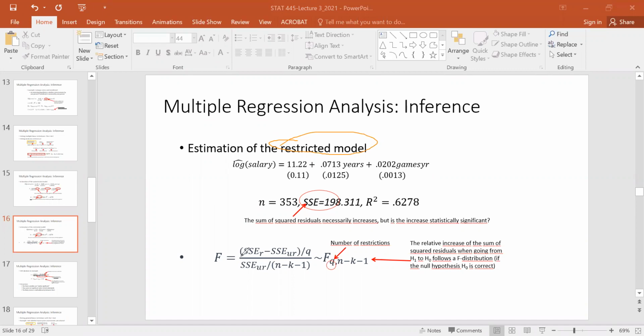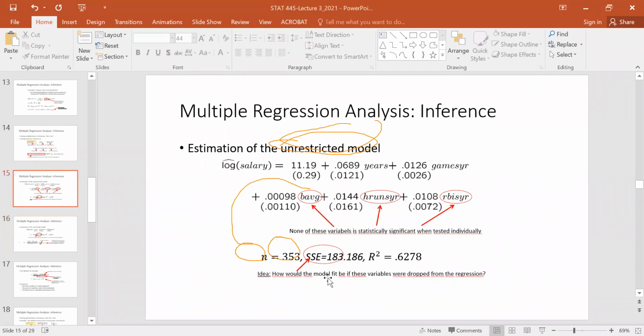Remember our F statistic, always SSE restricted, SSE unrestricted. So what number goes here? SSE restricted, this one, because it's from the restricted model. What goes here? The SSE from the previous slide, because that's the unrestricted. Let me go back. It is here. This is the unrestricted, the full model. So this number goes right there.